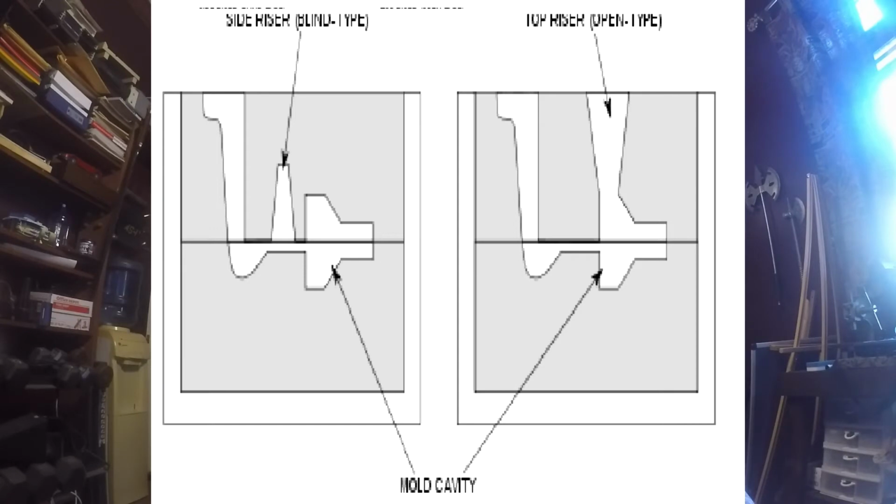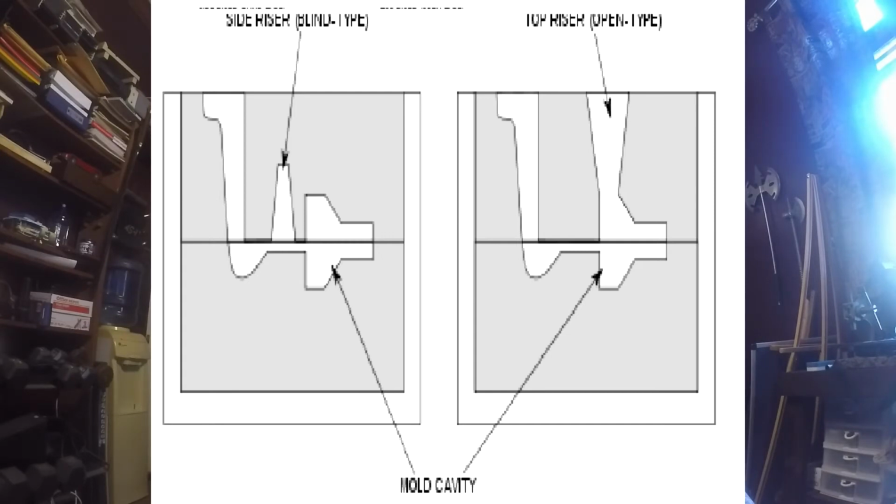The one on the left is called a blind riser. The reason it's called a blind riser is because it's not open to the atmosphere. It's like somebody threw sand in your face and now you're blinded, and nobody can see it. So it's called a blind riser.